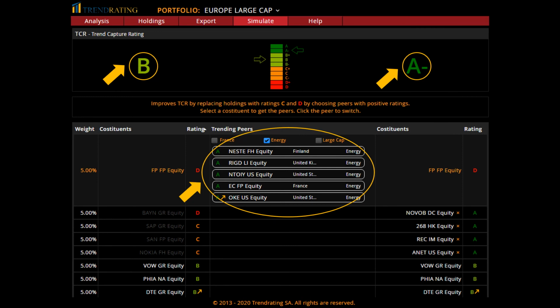And here are the results. We have quickly been able to raise the portfolio rating, reducing the exposure to the securities in a bear trend and increasing the overall positions to stocks that are rising, improving the expected returns.